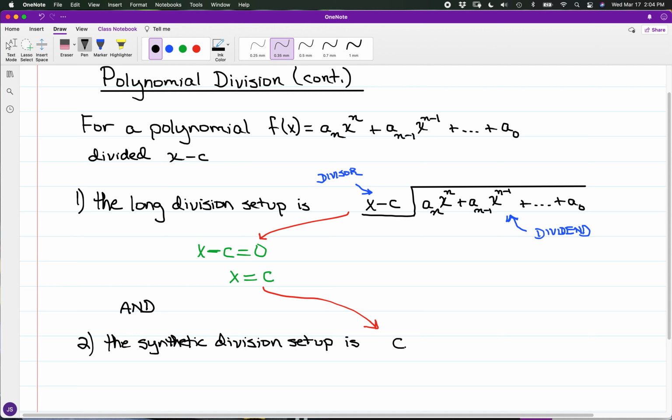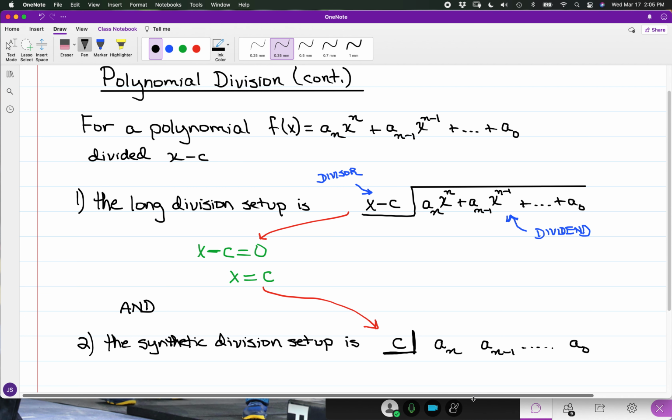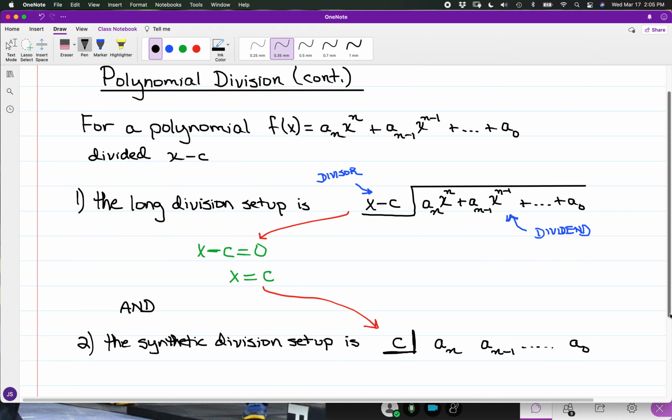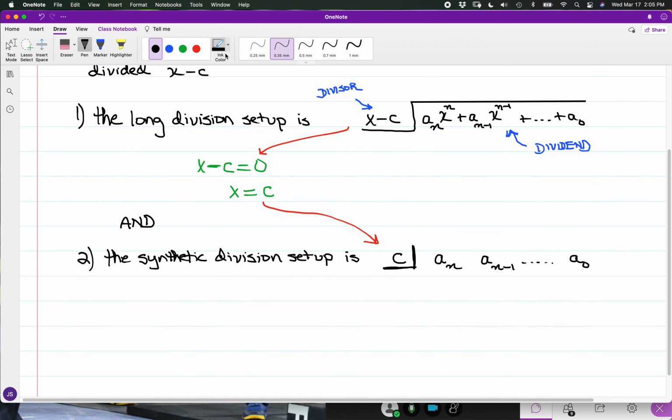So the synthetic division setup, we're going to have boxed in or isolated to the left the 0 of x minus c, which is going to be c. And then going across this partition, we're going to have just the coefficients of the polynomial. So we have a of n, a of n minus 1, so we have column headings that will be formed, and we have going all the way out to a naught. All right, and now just taking what we have as examples.